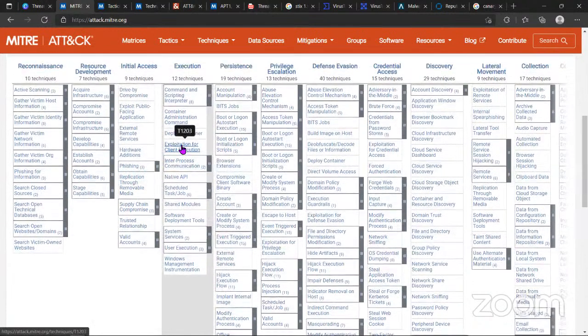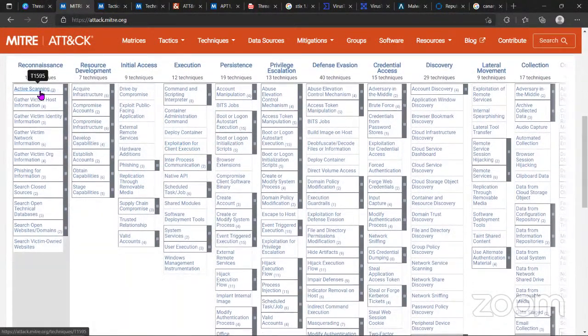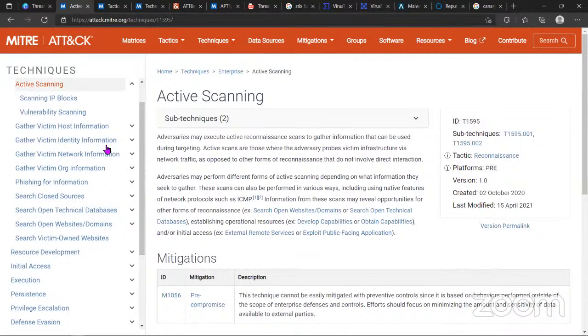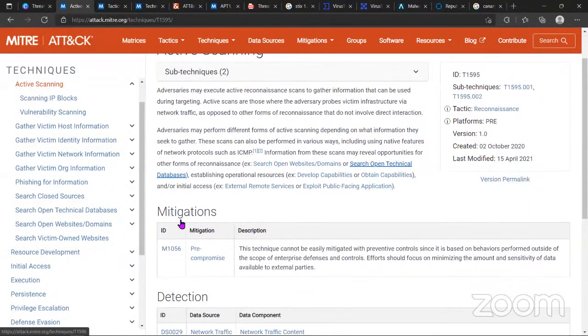So with MITRE ATT&CK, you can see the different stages of an attack, and the different tactics and techniques that an adversary would employ to gain access to your organization. So we have recon, resource development, initial access, execution. At every one of these stages, we have different techniques and tactics. Be it active scanning, they provide resources on what mitigations have been employed.